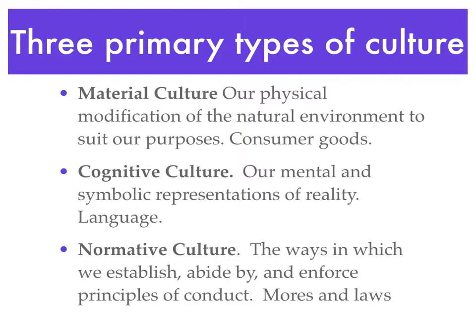So there are three primary types of culture: material, cognitive, and normative. Material culture consists of the way we physically modify the natural environment to suit our purposes. So how we lay out our cities, lay out our roads, what we do with nature, even how we lay out agriculture. Do we do farming that goes consistently with the lay of the land, or do we make straight rows? That expresses our cultural feelings, how we use the natural environment. And also material culture is the consumer goods that we make and produce, that we exchange, and that we use. There's also cognitive culture, and that's our mental and symbolic representations of reality.